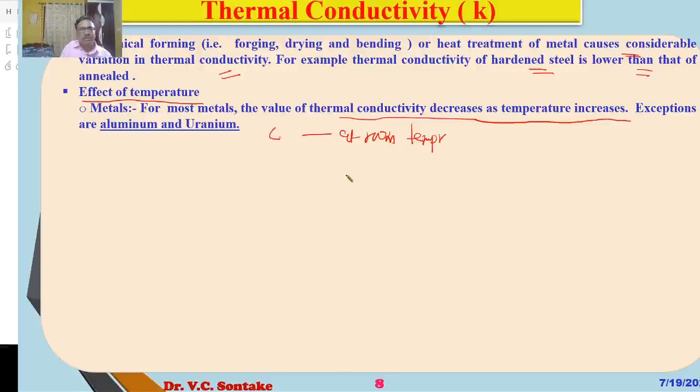Let's say I am considering copper. If you increase the temperature above room temperature, K will be decreasing. If you decrease the temperature below room temperature, there K will be increasing. So the lower the temperature, the higher the thermal conductivity of metals.